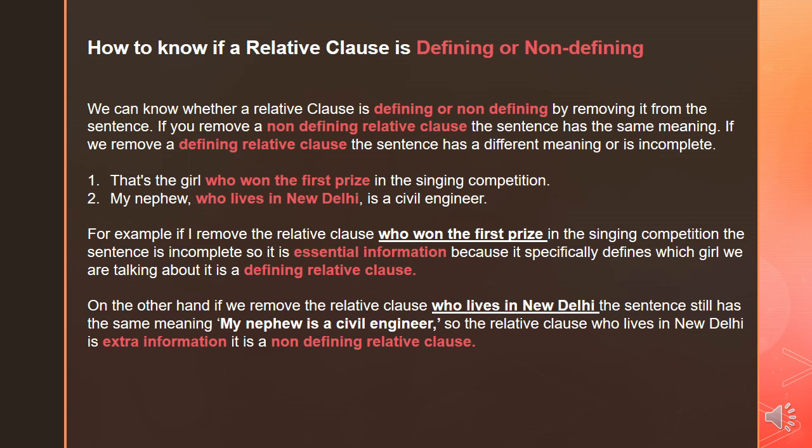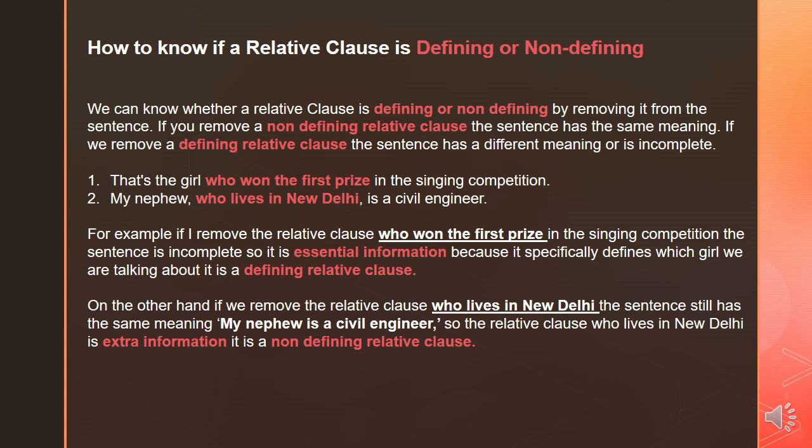The first example, the girl who won the first prize in the singing competition. That's the girl who won the first prize in the singing competition. Second sentence, my nephew who lives in New Delhi is a civil engineer. If I remove the relative clause in the first sentence, who won the first prize, which I have underlined for you, then the sentence would be incomplete. Let me read it out for you. That's the girl in the singing competition. Have you seen? So much incompleteness.